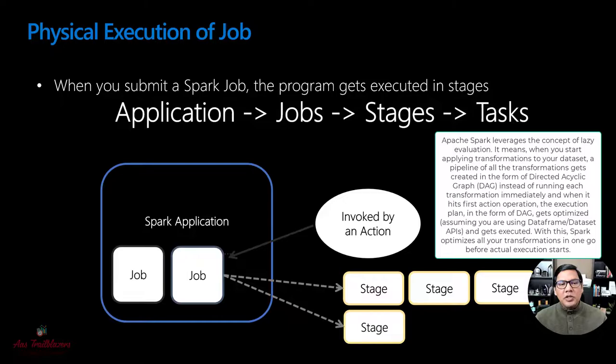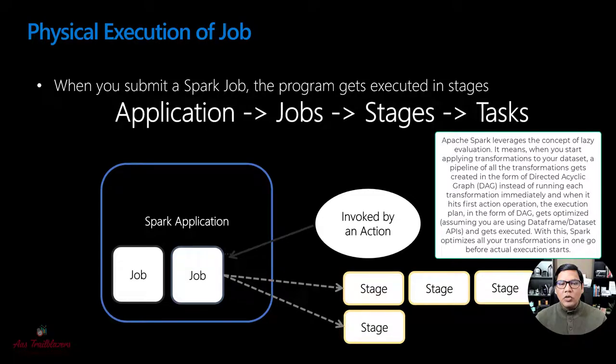This job has multiple stages based on how many shuffles it requires for your job to complete. And then each of these stages has multiple tasks based on how many partitions of the data that stage is going to work on. Based on the number of cores that you have in the assigned cluster, the number of tasks or partitions processed will be equivalent to that.